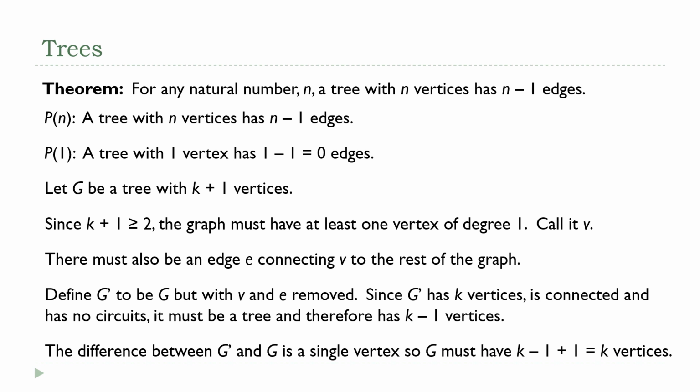The only difference between G prime and G is that single vertex that we took away, along with its edge. Which means G must have the k minus 1 edges in G prime plus that 1 edge E, which means it has k edges, and that's what I wanted to show.